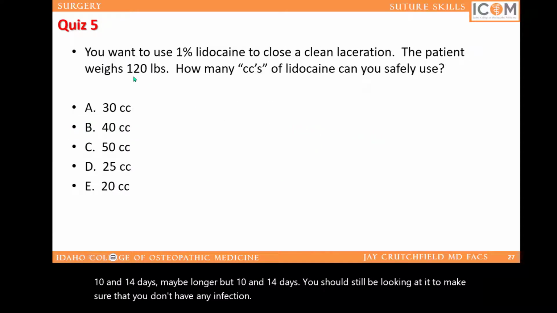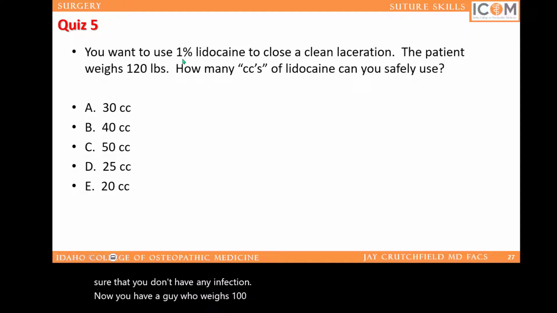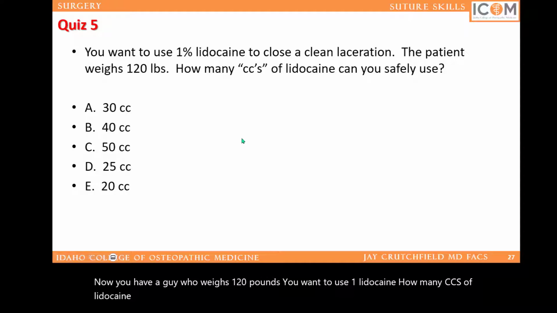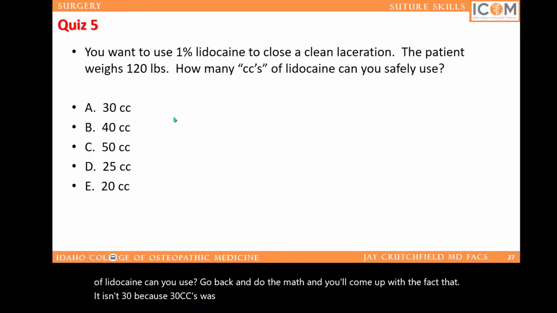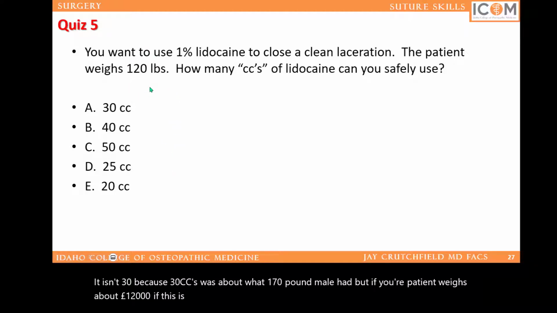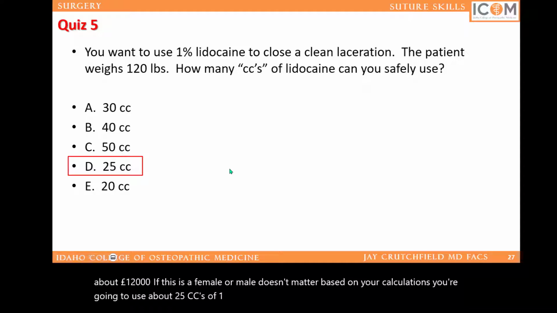Now, you have a guy who weighs 120 pounds. You want to use 1% lidocaine. How many cc's of lidocaine can you use? Go back and do the math, and you'll come up with the fact that it isn't 30, because 30 cc's was about what a 170-pound male had. But if your patient weighs about 120 pounds, if this is a female or a male, doesn't matter, based on your calculations, you're going to use about 25 cc's of 1% lidocaine. Any more than that, and you'll cause a seizure.